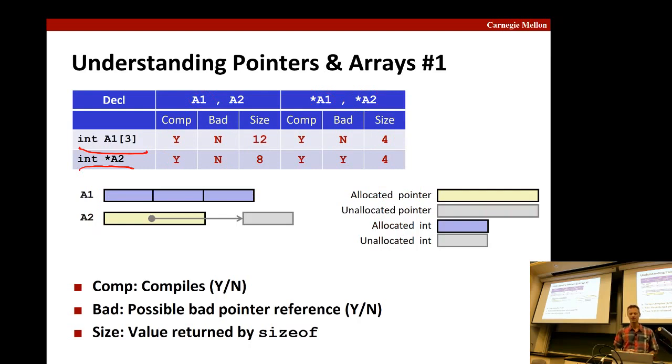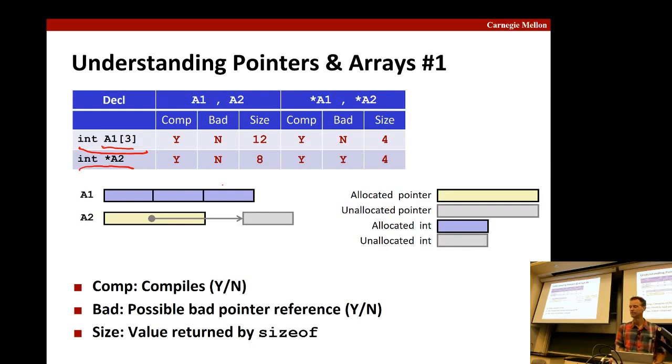Okay, good. And this is sort of showing pictorially the picture I just drew. If the yellow is allocated stuff and the gray is unallocated, you can see you have an allocated pointer but an unallocated int here. Whereas when you define it this way, you have 3 allocated ints. Okay, questions on that?